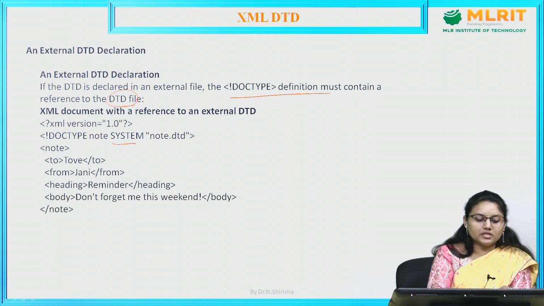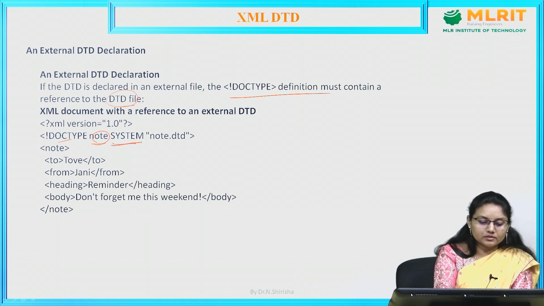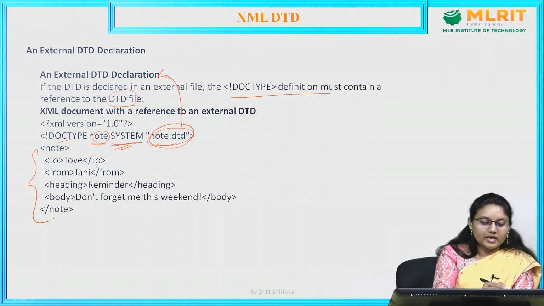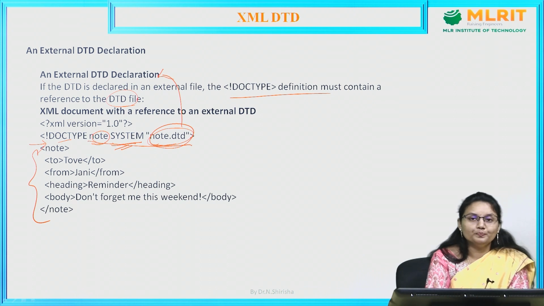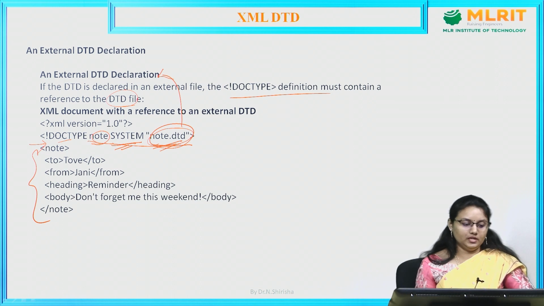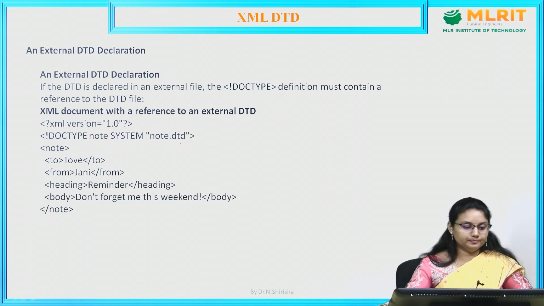So SYSTEM is a keyword. DOCTYPE, what is note? Note is a root tag. That note is having a SYSTEM with note.dtd. This is defining your external DTD. SYSTEM is a keyword here. You can also use SYSTEM or you can also use PUBLIC. Remaining all the same. Rather than giving the internal DTD here, in one line you are going to define your DTD in the note.dtd file. So let me show you this also.